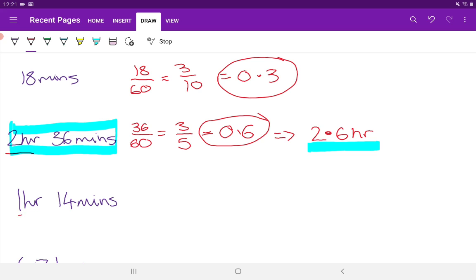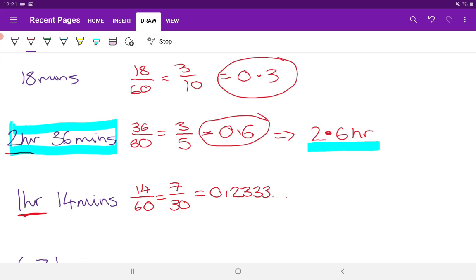Next one, 1 hour 14 minutes. So again, ignore the 1 hour just now and just focus on the 14 minutes. So 14 over 60. They both divide by 2, which gives you 7 over 30. It's not going to simplify any more than that. Okay, and if we type it into the calculator, we get 0.23333 and so on, recurring.